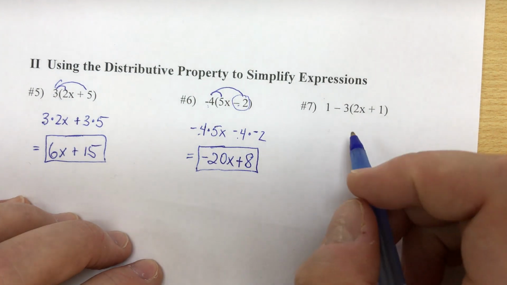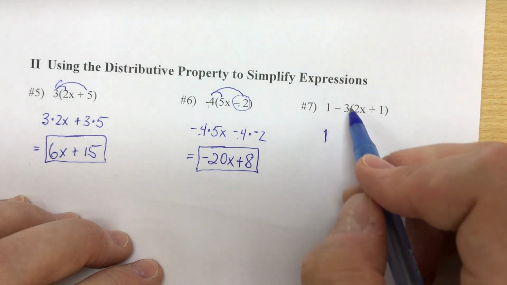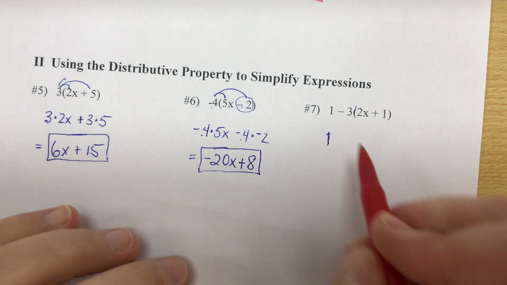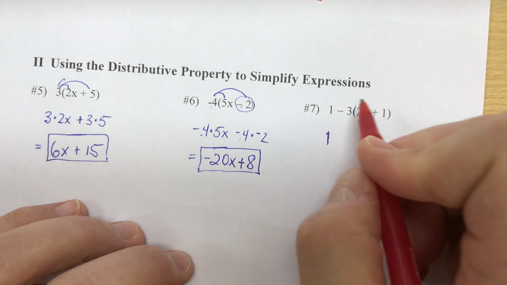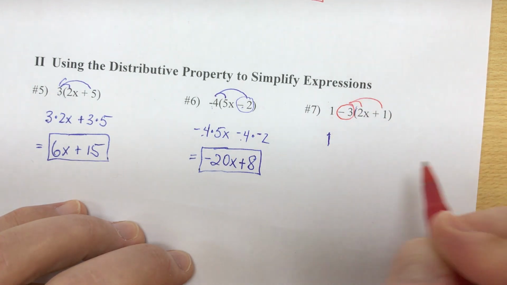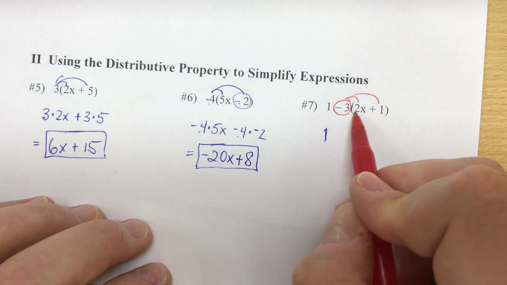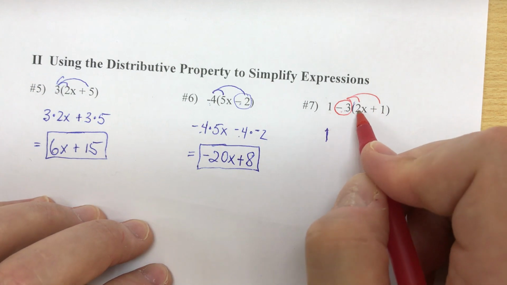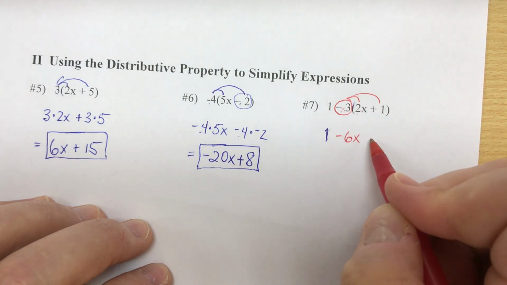Now, for the last one, number 7, we have positive 1. Now, I'm just going to copy that down. Then we have minus 3 times parentheses 2x plus 1. We do not subtract first because order of operations tells us we have to multiply, but this is a negative 3 that I am distributing. It's not 3, this is negative 3. And I cannot overemphasize how important it is to be sure to use that negative. Don't forget that. Negative 3 times 2x is negative 6x. Negative 3 times 1 is negative 3.